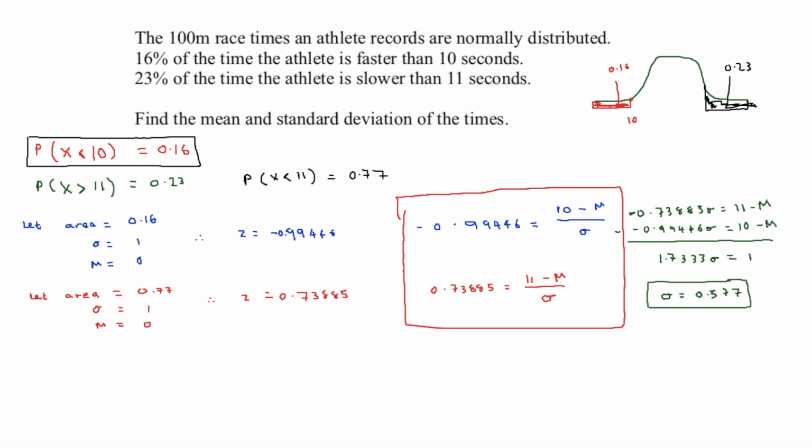So now we have our standard deviation. All we need to do is pop that back in to get our mean. So we're going to use this one here. We'll use 11 minus 0.73885 times 0.577. The mean is equal to that, which is also equal to 10.574.